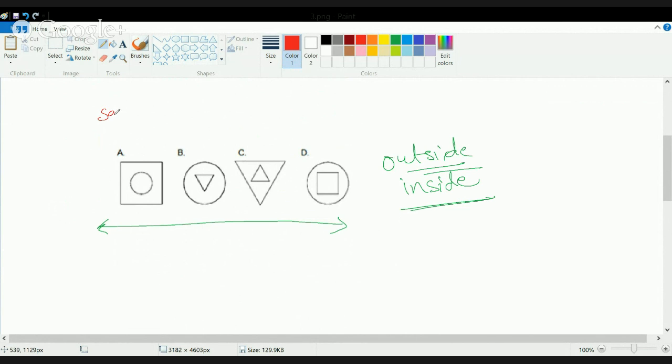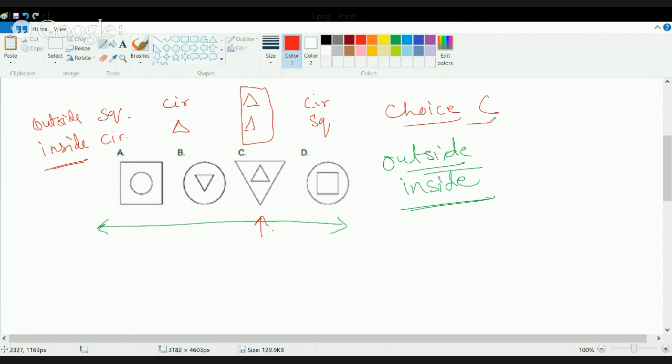Outside you can see a square and circle. Then you have circle and triangle. Then you have triangle and circle and square. So that is what is outside and that is what is inside. Only in choice C do you have similar items both outside and inside. Both outside and inside you have a triangle. So only choice C is incorrect. Remaining choices are correct. So choice C here is the odd man out. All these odd man out questions are based on a specific pattern.